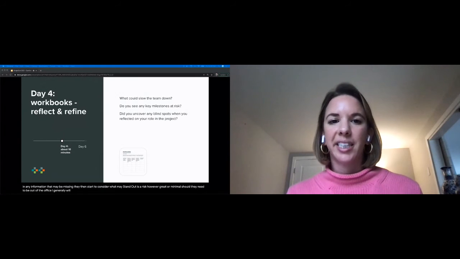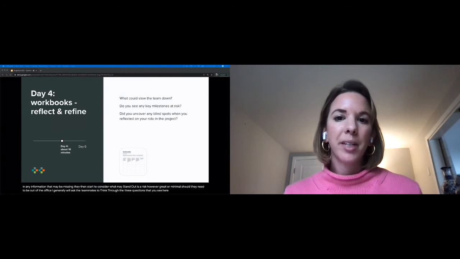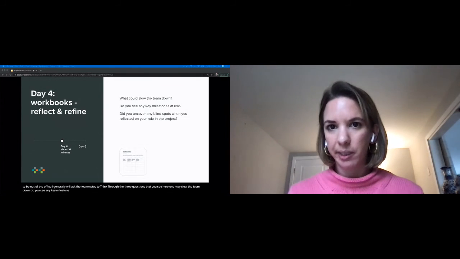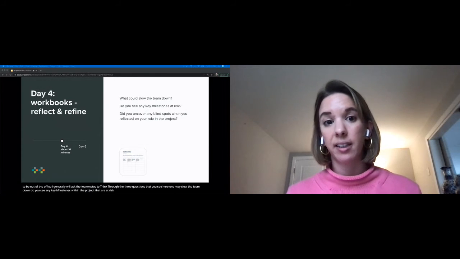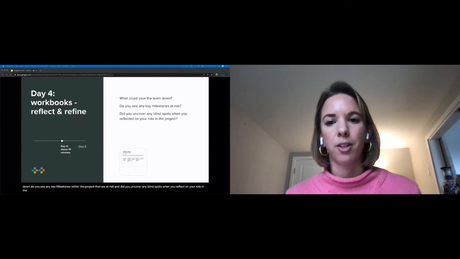I generally will ask the teammate to think through the 3 questions that you see here. What might slow the team down? Do you see any key milestones within the project that are at risk? And did you uncover any blind spots when you reflected on your role in the project?